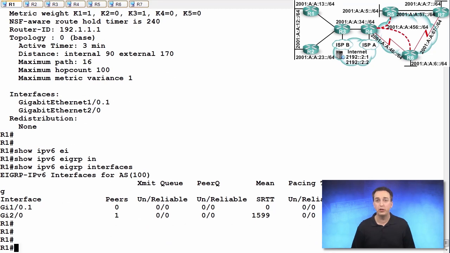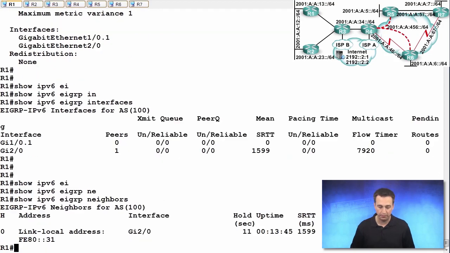The next command we want to look at is the show ipv6 eigrp neighbors command. And in this output, we can see those directly connected routers that we have formed an EIGRP neighborship with. And the big difference here is the link local address that is listed as the neighbor's address. So this link local address is FE80::31. So let's go over to R3, because according to our topology, R3 is directly connected to R1.